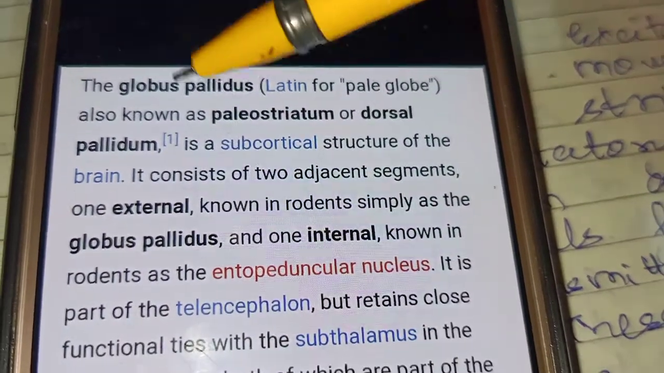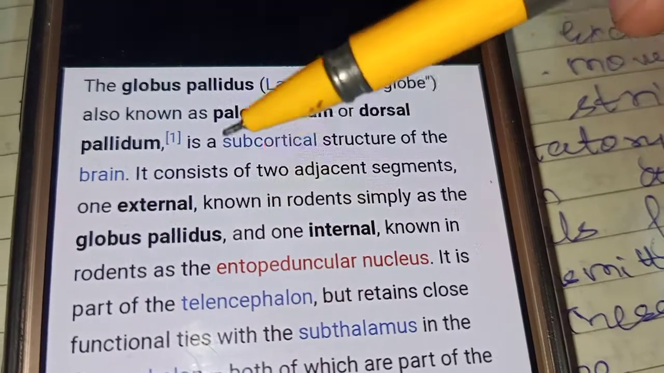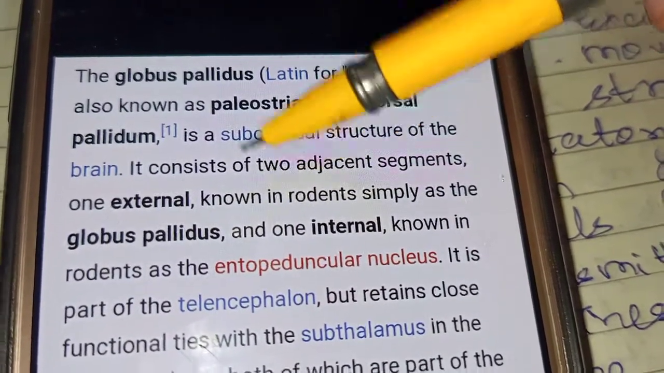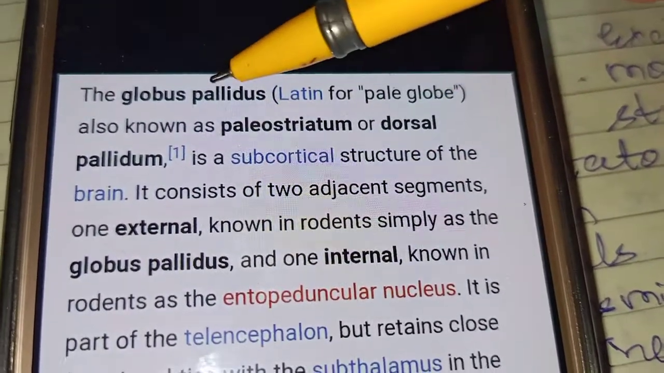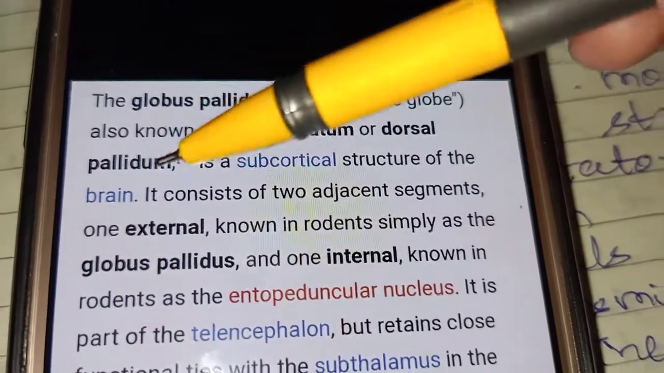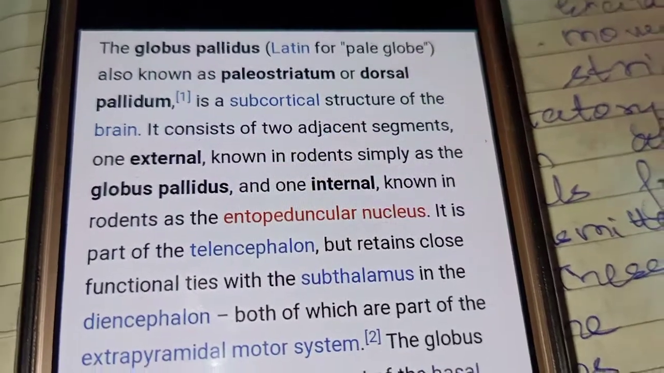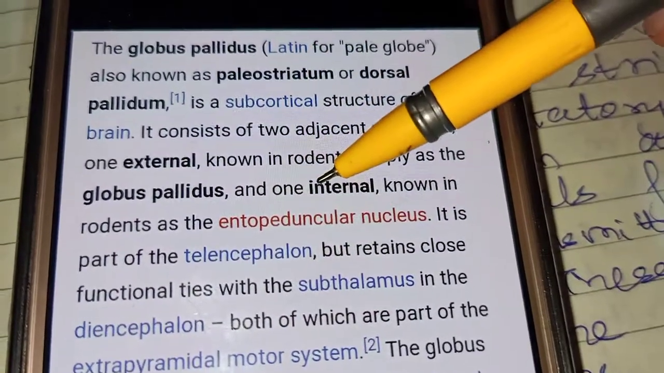So you have to remember just one thing, that the striatum consists of caudate nucleus and the lentiform nucleus, and lentiform nucleus consists of two parts, putamen and globus pallidus. Now globus pallidus is divided into external and internal part. Just remember this, globus pallidus is divided into external and internal.